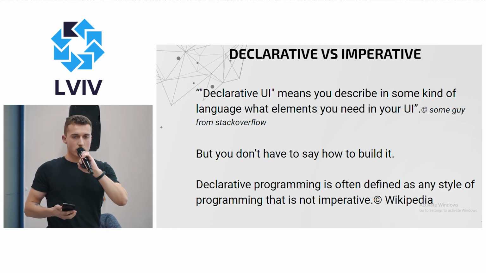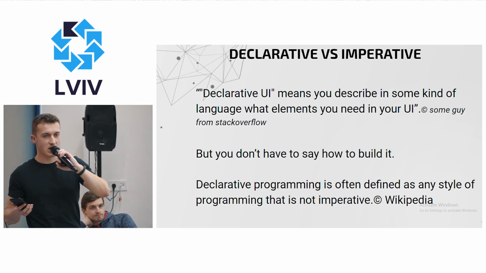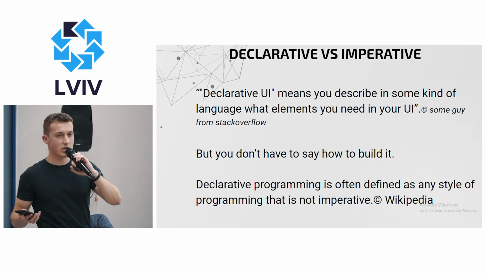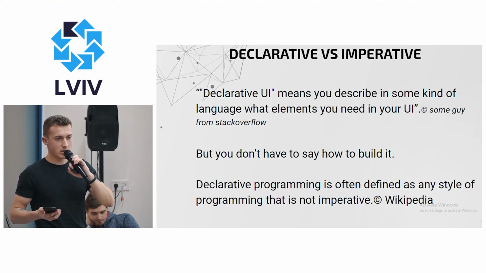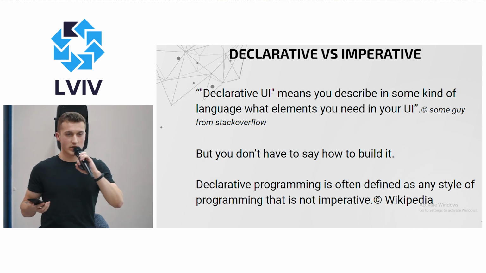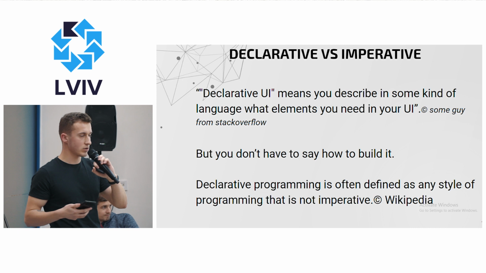As some guy from the internet says, declarative UI means you describe in some kind of language what you want to achieve, and you don't have to say how to do it. You just say what you want as a result.